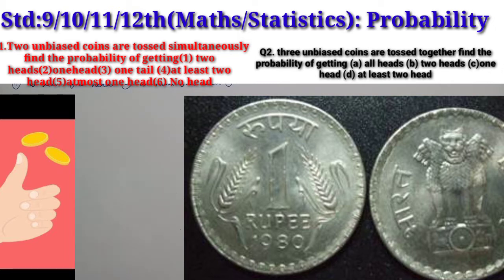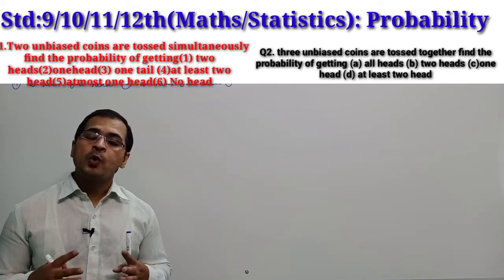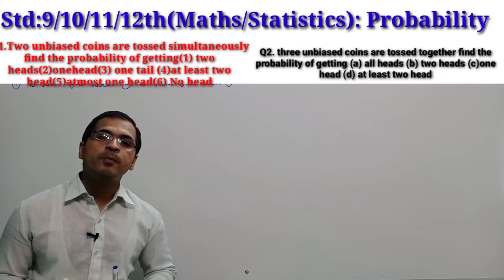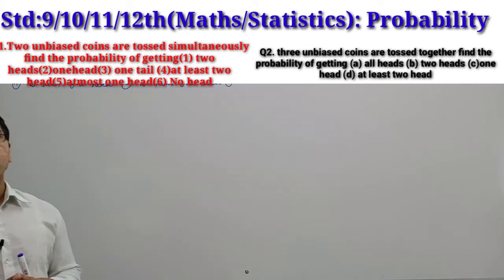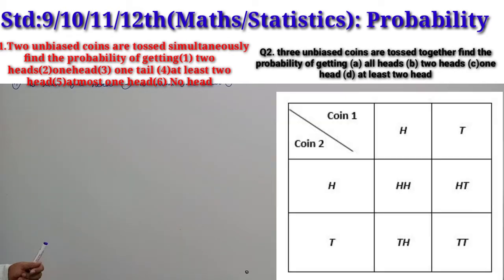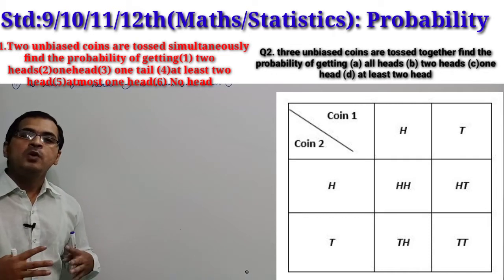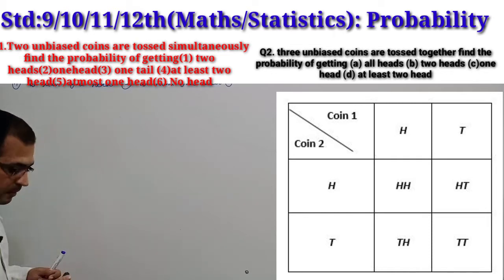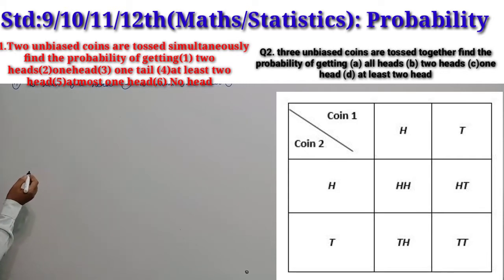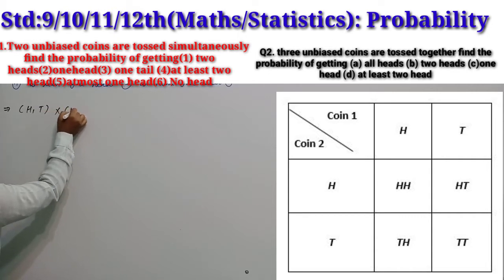Students, first of all we will find out all the possible outcomes if you are tossing two coins simultaneously. All the possible outcomes, students, are known as sample space, right? So first of all we will find out all the possible outcomes. Okay students, you are very well aware that a coin has two faces, head and tail. You are tossing two coins.